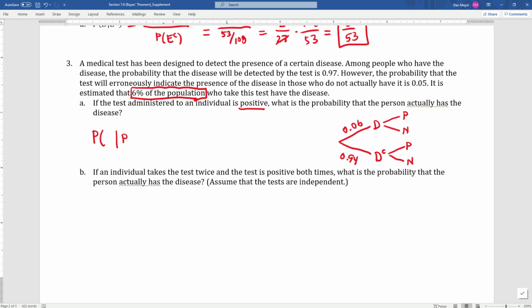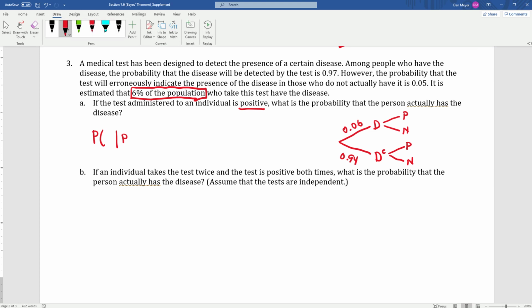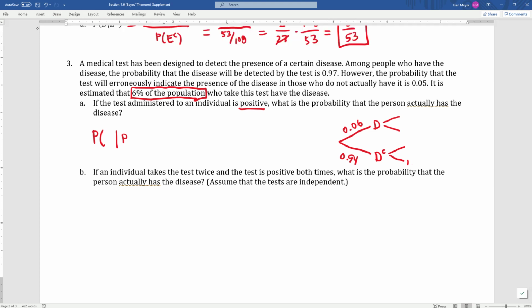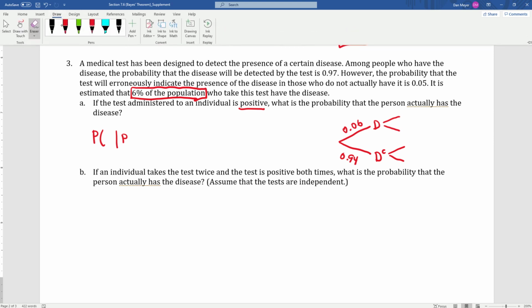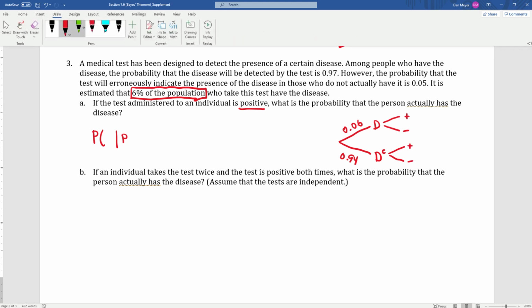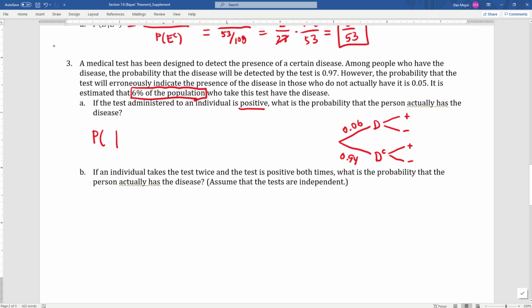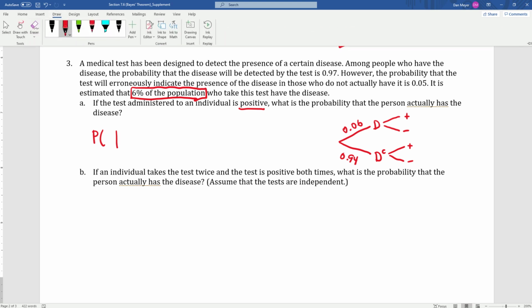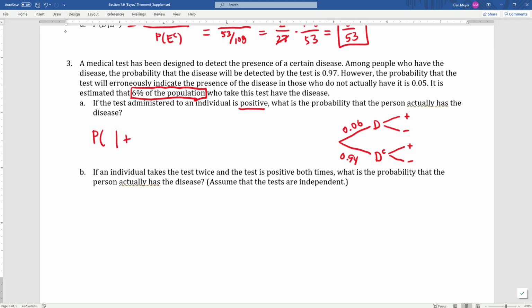Hopefully the P for probability and the P for positive test aren't super confusing. All right, let's just change that then. Let's avoid the confusion. We don't have to use letters for all these things. We could use a plus and a minus for positive and negative. Plus, minus, plus, minus.